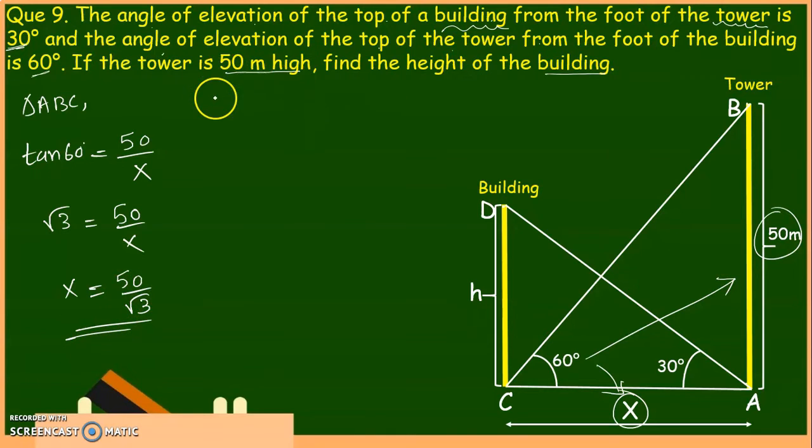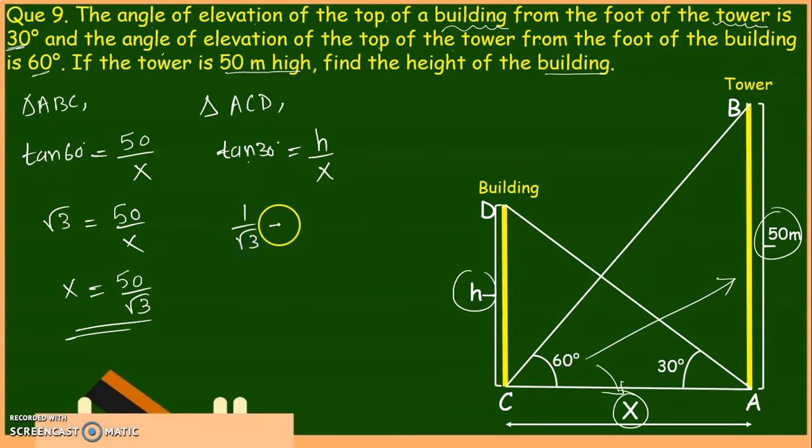Now we want to find out the height of this building. So to find out the height of the building, consider the triangle ACD. Here if you put the formula for tan 30 degree, opposite side is h and adjacent side is x. Here the value of tan 30 is 1 by root 3. You want to find out the value of h, and the value of x is 50 divided by root 3.